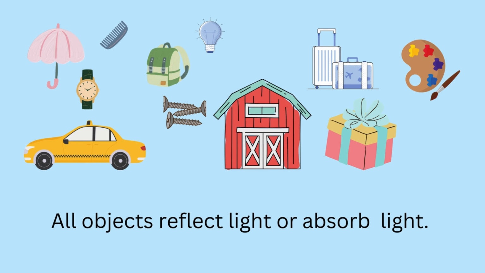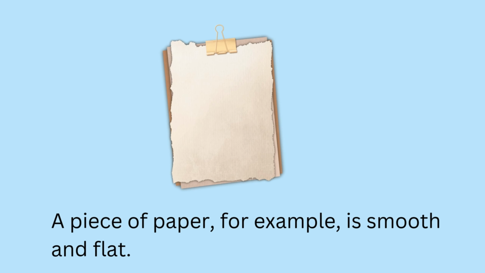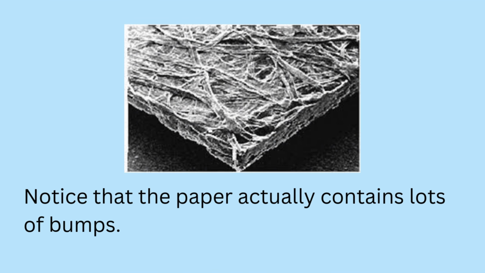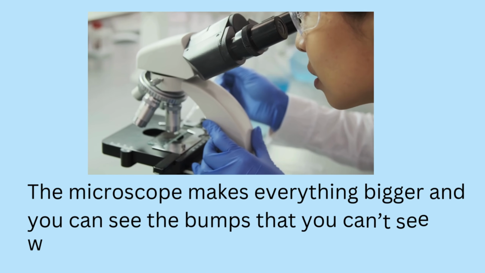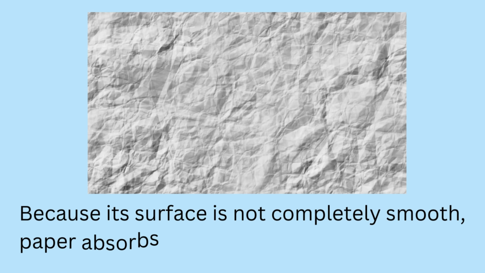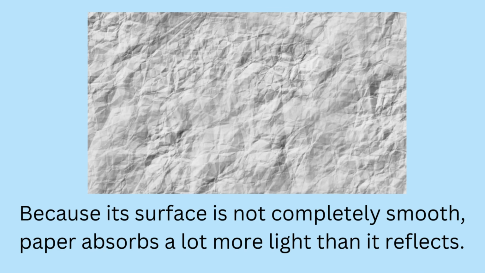All objects reflect light or absorb light. A piece of paper, for example, is smooth and flat. However, if you look at a piece of paper under a microscope, you see something like the picture below. Notice that the paper actually contains lots of bumps. The microscope makes everything bigger and you can see the bumps that you can't see with your eyes. Because its surface is not completely smooth, paper absorbs a lot more light than it reflects.